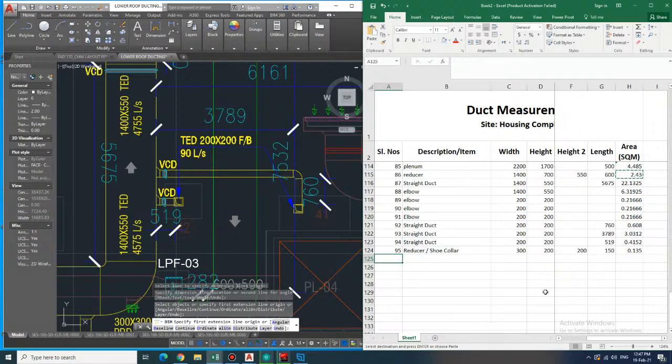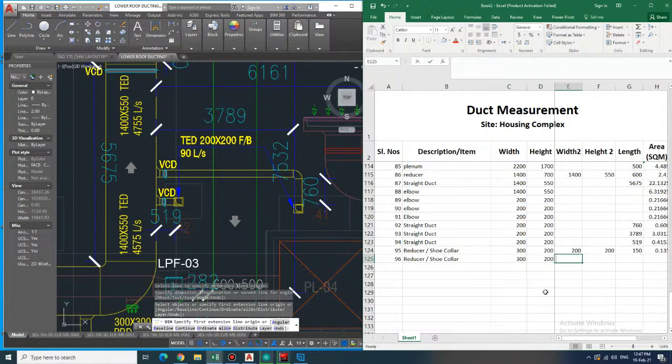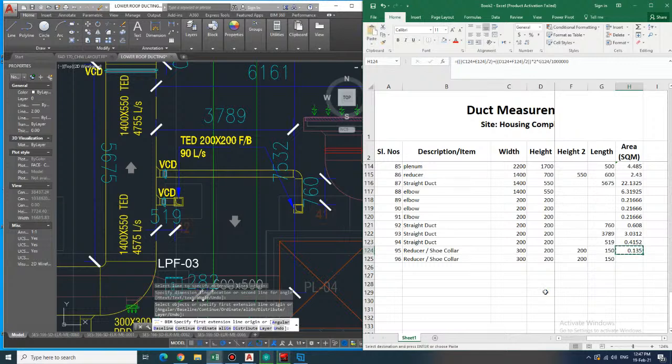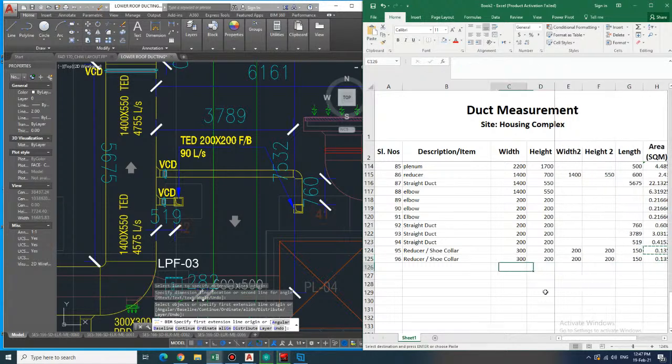Again one shoe collar. Total 2 branches are there, so another shoe collar. So that was equivalent, same size. We'll apply the same equation. Then going to the next. This elbow we already taken.